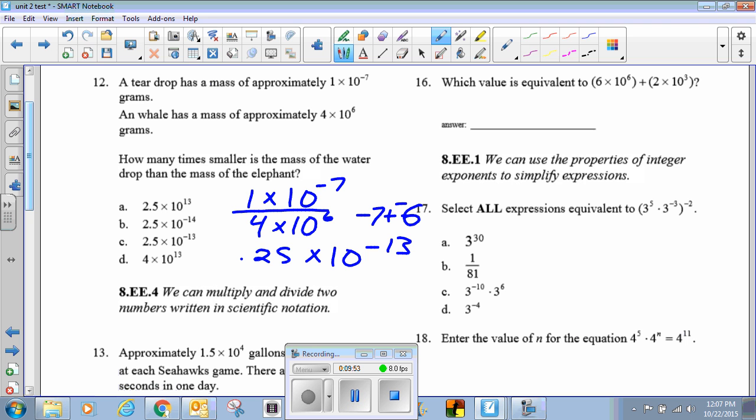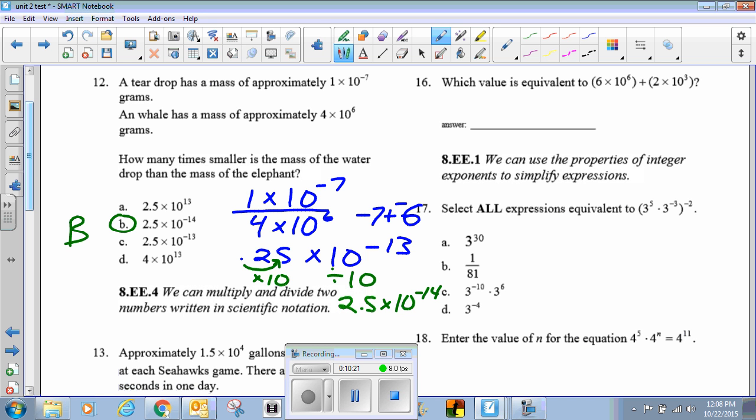Last step is just putting it in scientific notation. So I have to make this bigger by 10, or multiply by 10. If I do that, then I need to balance it out or do the opposite with my power of 10. So I'd have to take 1 away, and that's going to make this 2.5. And then negative 13 minus 1 is negative 14. B.